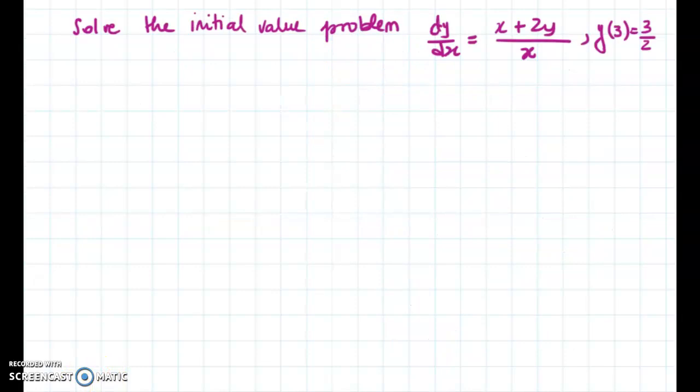Let's see an example of this method. We want to solve the initial value problem that has dy dx is equal to x plus 2y over x and the condition that y at 3 takes the value 3 over 2.